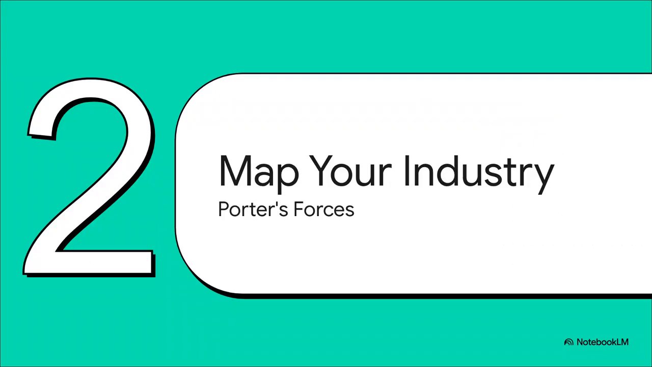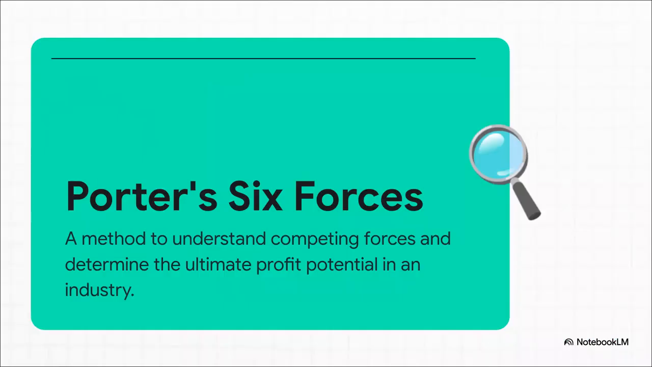All right, so we've scanned the entire horizon with our telescope. Now it's time to trade it in. Let's pick up the binoculars. We're zooming in from that huge global view right down to your specific industry. And for that, we're using a famous tool, Porter's 6 Forces. This model comes from the brilliant mind of Harvard's Michael Porter, and it's all about one thing: understanding the competition. It's designed to answer a single critical question: how profitable is this industry really? It's a way to figure out where all the power is hiding.